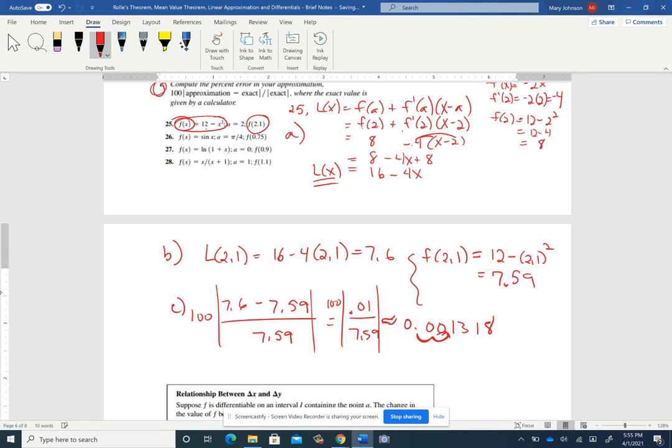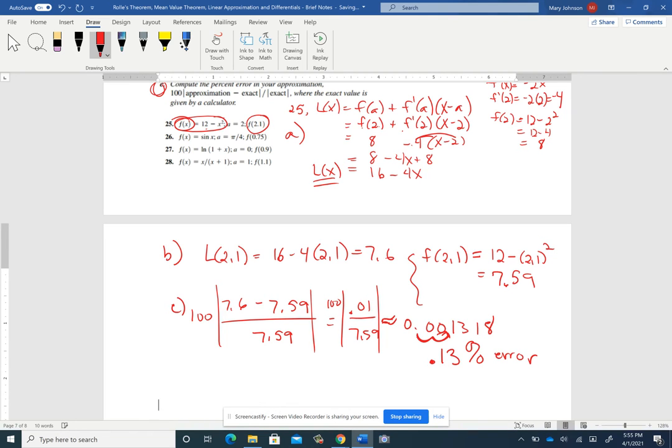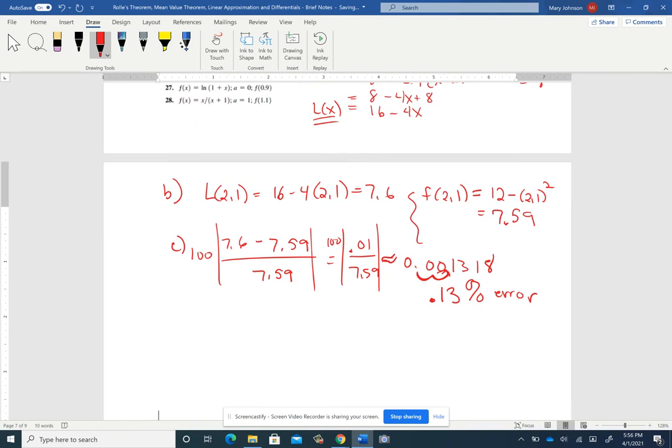So it's about 0.13% of an error. Okay. And so, if you were in manufacturing or something, that might be intolerable. You have to watch it. Sometimes you have to calculate your percent error to see what you can live with, what's too much of an error.